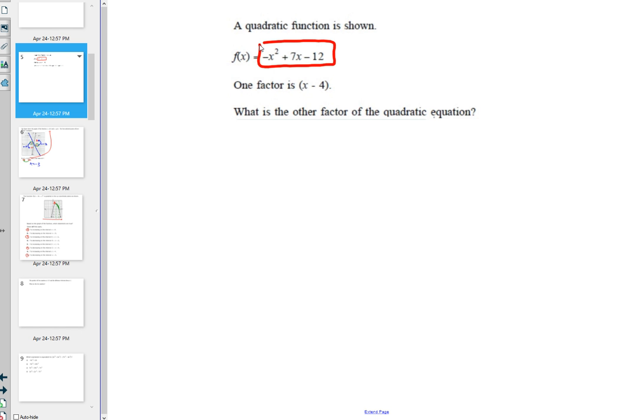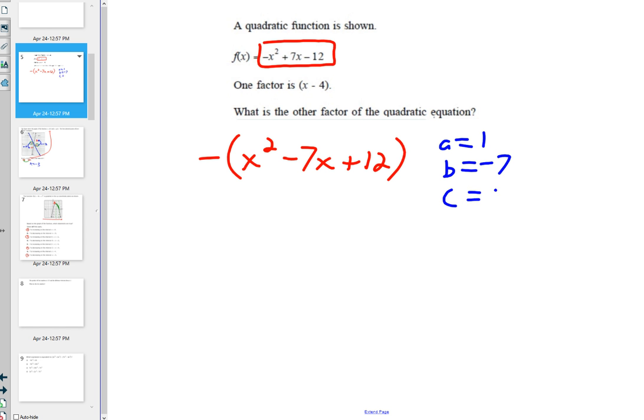Has it been that long since we factored? Why do I not want to factor it the way it currently looks? A is negative. I don't want A to be negative. So what I'm going to do is factor out that negative. If I factor out the negative, I can change every sign. So x squared becomes positive, 7 becomes negative, and the 12 becomes positive. So now my A is not -1, my A is 1, B is -7, and C is 12.